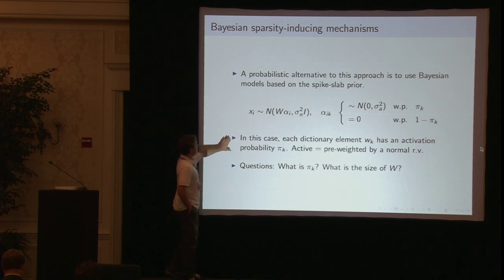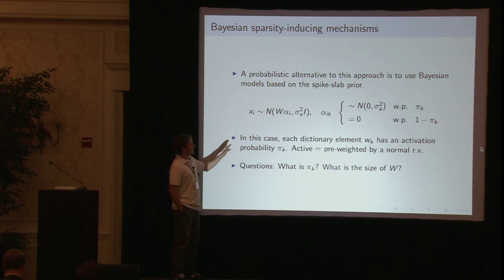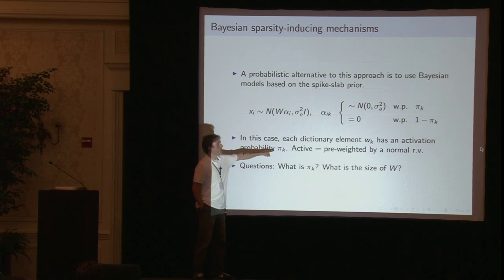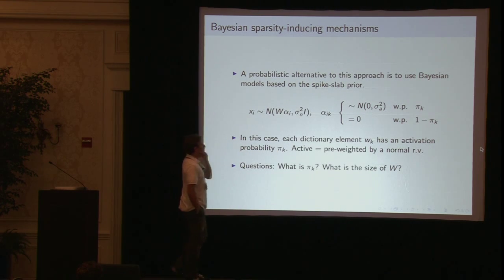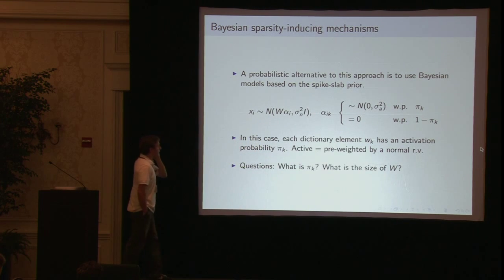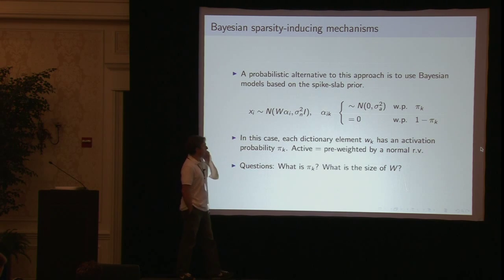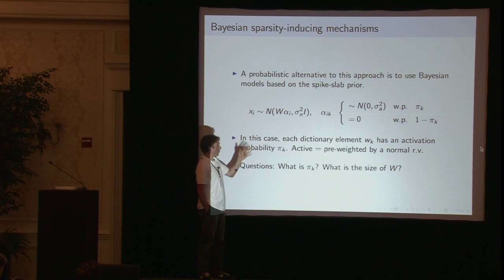And so that's what I just said here. In this case, with this spike-slab prior, every dictionary element, W k, the k-th column of our dictionary, has an activation probability pi k. Active means that we just pre-weight that dictionary element by a Gaussian random variable. And so that's a spike-slab prior for this. That's the prior on the sparsity pattern and the weights.